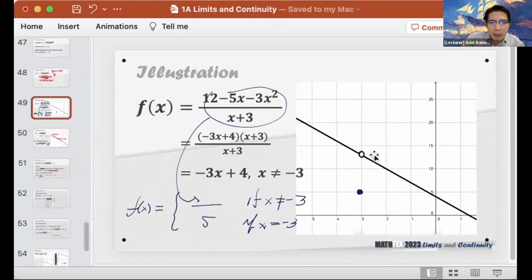Posible talagang mangyari na magkaiba. Ang limit nating makukuha as x approaches -3 ay 13, pero yung function value natin ay 5. So just be very careful. Gusto natin sabihin dito that the function value and the limit are really independent of each other. Pero mamaya pupunta tayo sa continuity by the afternoon and as you will see, may relations naman pala sila.